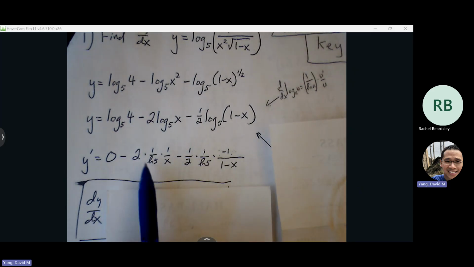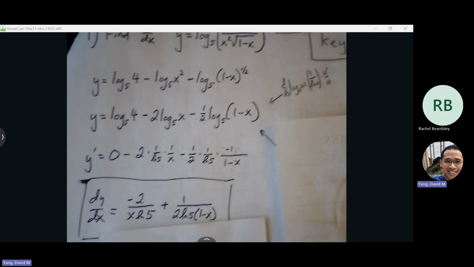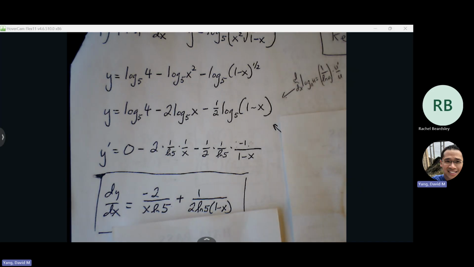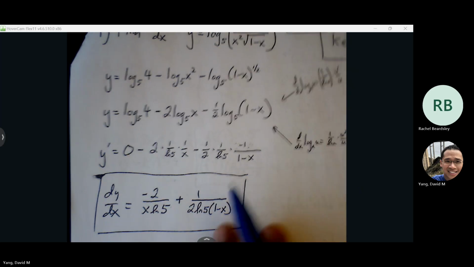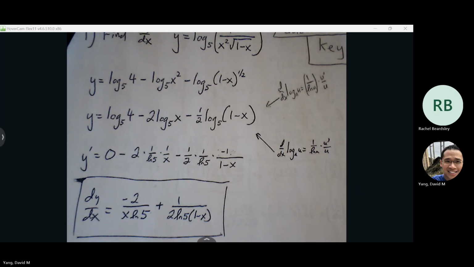And if you leave your answer like this, it's okay. I'm just doing a little bit of merging and cleaning up, but you don't have to. Okay, any questions with one?